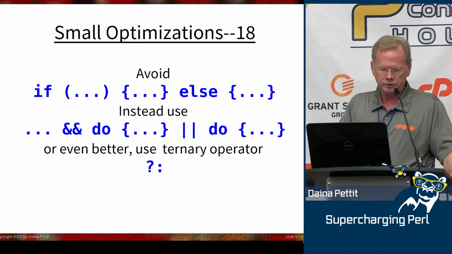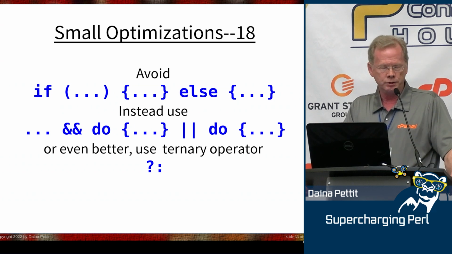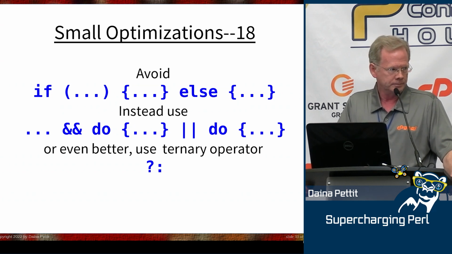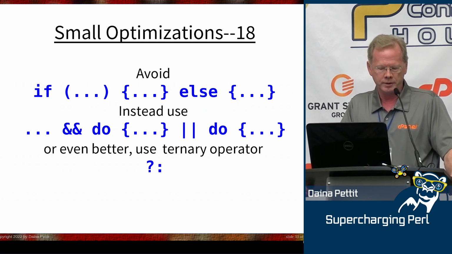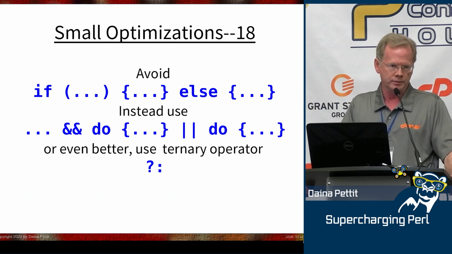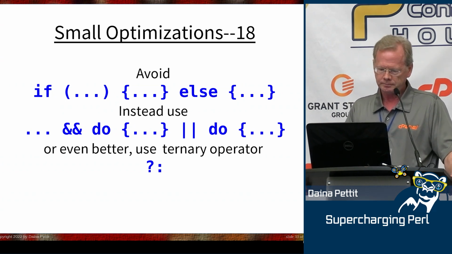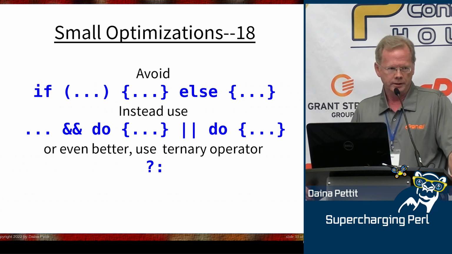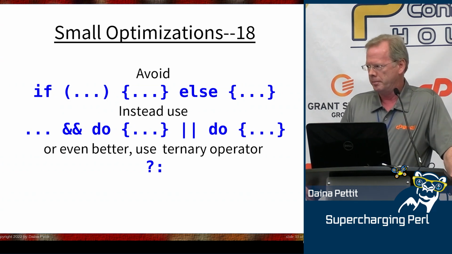If we have an if-else statement, you can use a do form for that. That will actually be faster than the if-else. Or you can use a ternary operator, which is even faster. And I know some of these things are going to make your code look awful.